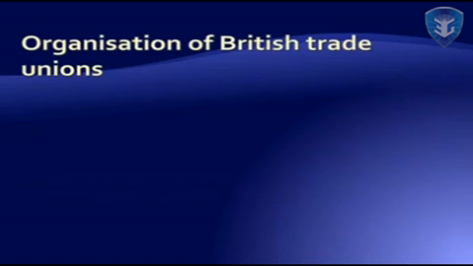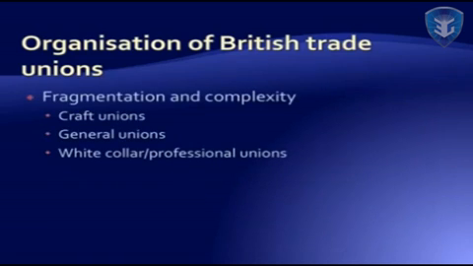A further characteristic of British trade unionism is its complex and fragmented organisation. Historically, we've been able to identify several different types of trade unions. There have been craft unions representing skilled workers, for example the engineers and the electricians. There have been general and industrial unions like the Transport and General Workers Union and the National Union of Mineworkers. And in addition to those there have been white collar and professional unions such as the National Union of Teachers and unions like Unison.